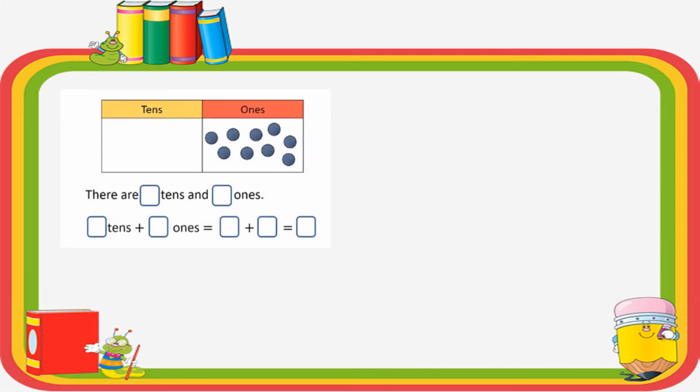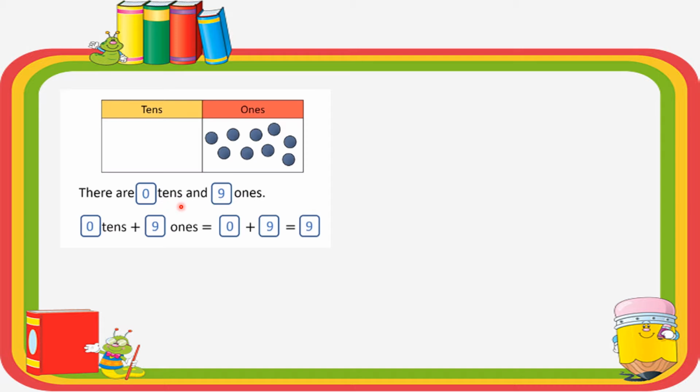Here is another place value grid. How many tens and how many ones can you see on this place value grid? Pause the video and have a go. Welcome back. How did you get on? Now let's count together. First of all, I can see there are no tens. But how many ones are there? 1, 2, 3, 4, 5, 6, 7, 8, 9. 9 ones. So this is going to be represented as 0 tens and 9 ones. So 0 tens plus 9 ones makes 0 plus 9, which is equal to 9.